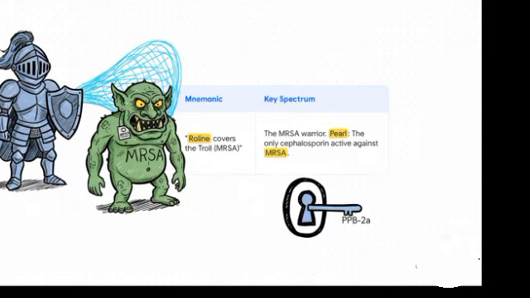And finally, the 5th generation, our specialized MRSA warrior, Ceftaroline. Just remember, Roline covers the troll, and that troll is MRSA. This is its whole claim to fame, and the mechanism is just fascinating. It is the only beta-lactam antibiotic that can successfully bind to PBP2A. That's the modified penicillin binding protein that makes MRSA resistant to pretty much every other drug in this class.